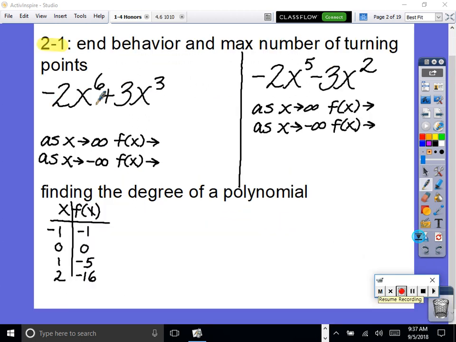What did you get for this one in words? In words, what was the end behavior? Down and down. So then as x goes to infinity, f of x goes to? And then as x goes to negative infinity, f of x goes to? Yes, awesome.